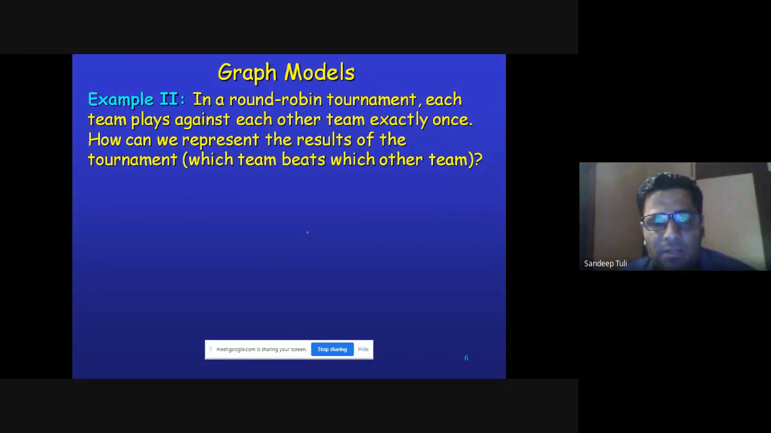Okay. Please read the question once again. In a round robin tournament, each team plays against each other team exactly once. Now we can represent the results. So you are going to represent the results only. You are not going to represent the tournament. You are going to represent the result of the tournament. Obviously, the result will be in which one team will be the winner of that particular match. Suppose A is going to play with B, so one team will be the winner, either A or B. Both teams should not be winner, right? Both teams cannot be winner. So directed graph will be used, but what is the reason for this?